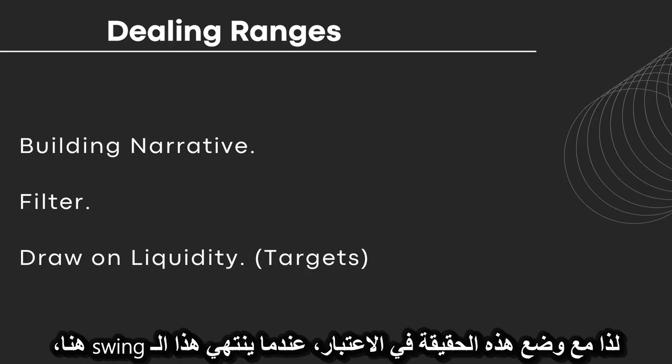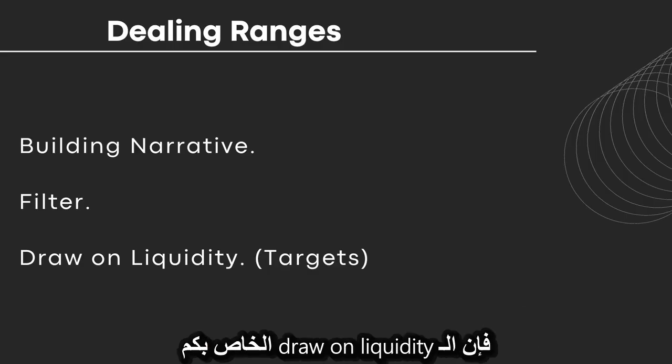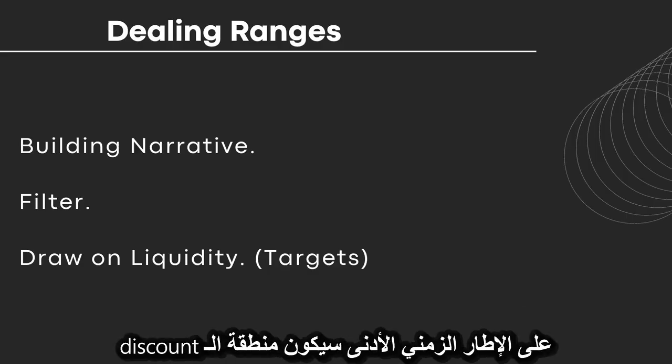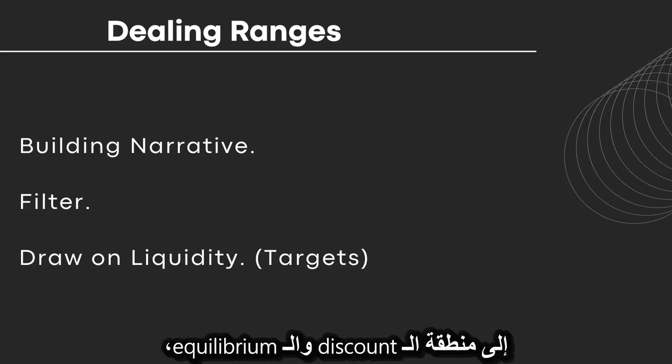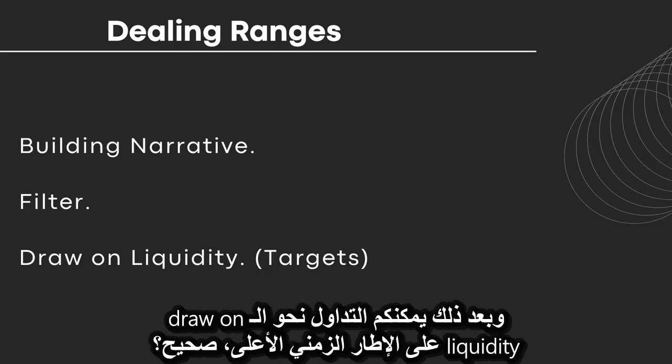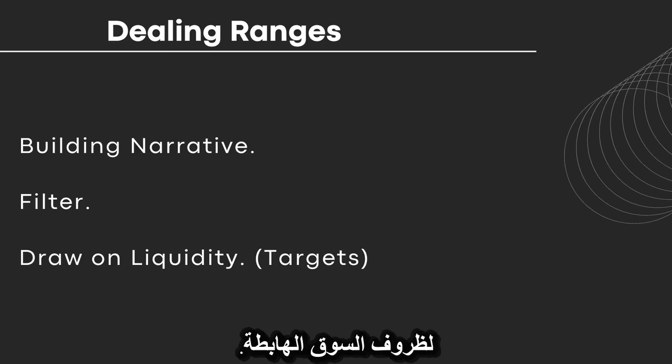when this swing ends right here and price starts retracing to a discount key level on the higher time frame, your draw on liquidity on the lower time frame will be a discount key level or the equilibrium of this whole dealing range. Once price reaches the discount region or the equilibrium, you can trade towards the higher time frame draw on liquidity. And in the same way, you can use the same concept for bearish market conditions too.